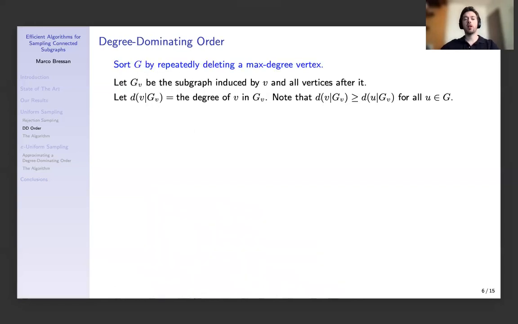The idea for the uniform graphlet sampling algorithm is that we can make rejection sampling efficient by a very simple trick. We basically sort the graph G. In particular, we sort G by repeatedly deleting a maximum degree vertex from it. And after doing this, we sort both the vertices of G and also the adjacency lists of G. This will be important. Now, let G_V be the subgraph induced by vertex V and all the vertices after V in the order, and let d_V given G_V denote the degree of V in the subgraph G_V.